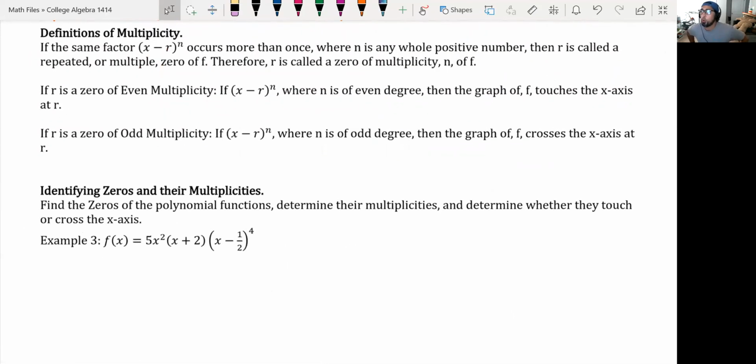All right, more definitions. Now we come to something called multiplicity. If the same factor of x minus r to the n occurs, so if the same 0 occurs multiple times, if the same x-intercept occurs multiple times, then we have something called multiplicity. If the same factor x minus r occurs more than once, where n is any whole positive number, meaning the degree has to be a positive whole number, then r is called a repeated or multiple 0 of f. Therefore, r is called a 0 of multiplicity n of f.